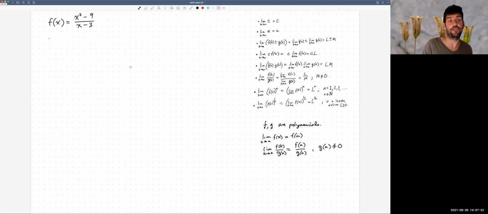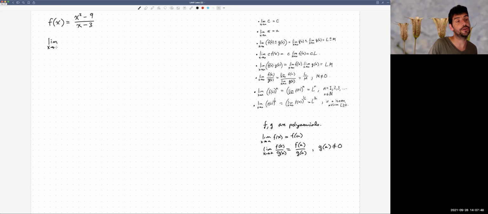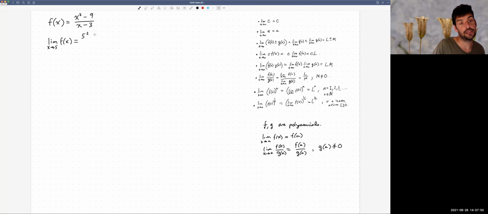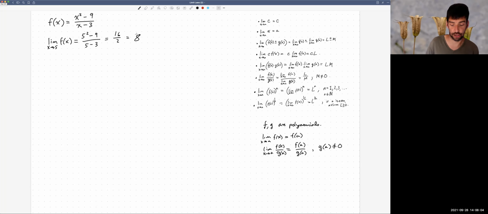So let's look at this function here. f of x is x squared minus 9 over x minus 3, a simple rational function. We can see it's defined everywhere except at x equals 3. So if I wanted to, for instance, take the limit as x goes to 5 of f of x, according to this rule, I simply evaluate this function at 5. I get 16 over 2, or 8, right? That's no problem. That's where the rule works great.